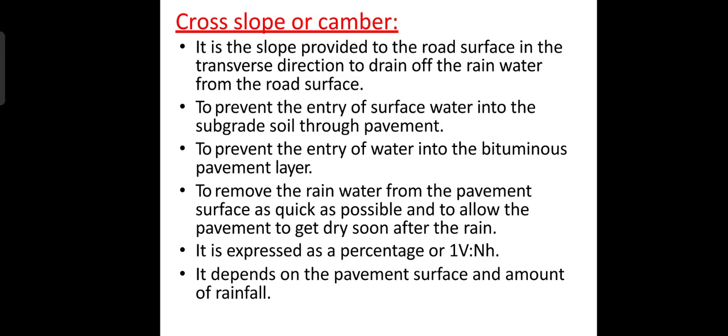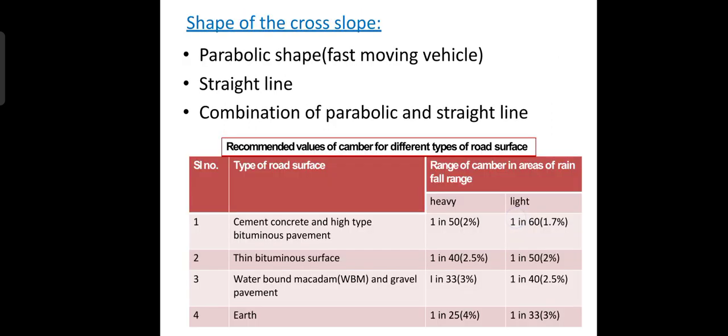It is to remove the rainwater from the pavement surface as quickly as possible and to allow the pavement to get dry soon after the rain. It is expressed as the percentage of 1 vertical to N horizontal. It depends on the pavement surface and the amount of rainfall.